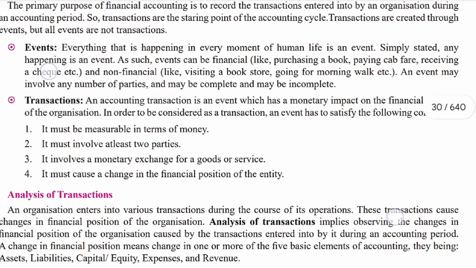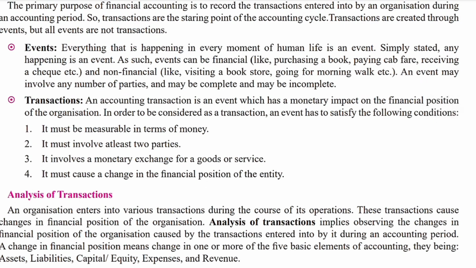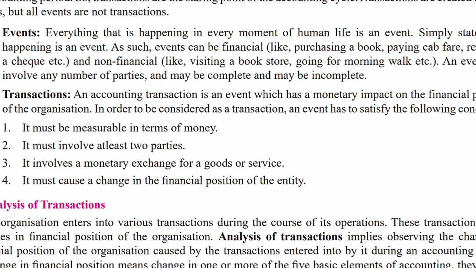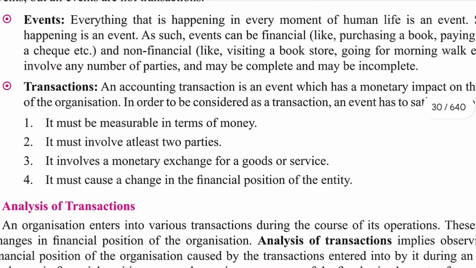And in order to be considered a transaction, an event has to satisfy the following conditions. So we are actually talking about four conditions for an event to be called a transaction. Let's see what they are. It must be measurable in terms of money, as I've already told you. It should have a monetary value or exchange of values. So it should be measurable in terms of money.